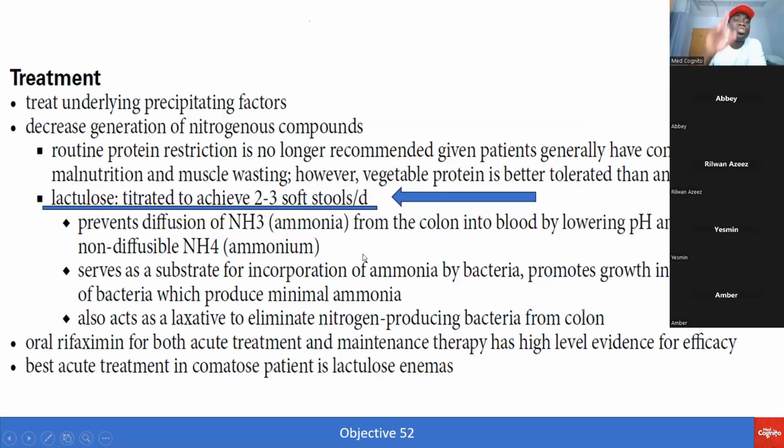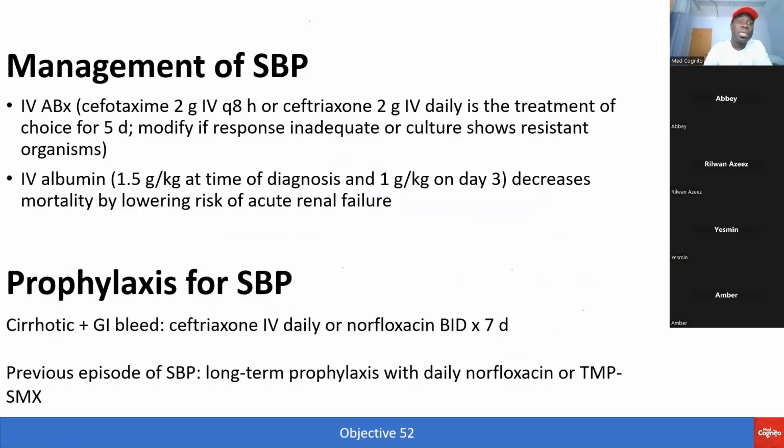And you must know that if somebody has encephalopathy, you are going to give lactulose. You're going to give that, all right? So please take your time and evaluate hepatic encephalopathy and spontaneous bacterial peritonitis as well. If the patient develops spontaneous bacterial peritonitis, you're going to manage it with IV antibiotics, like ceftriaxone or cefotaxime. And you can also give an albumin infusion.